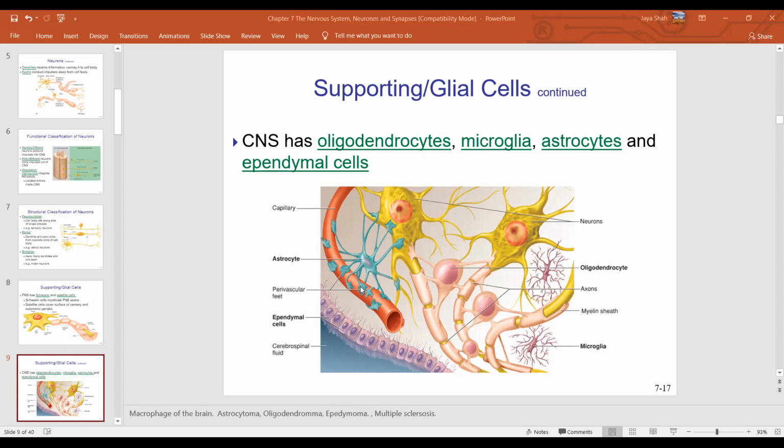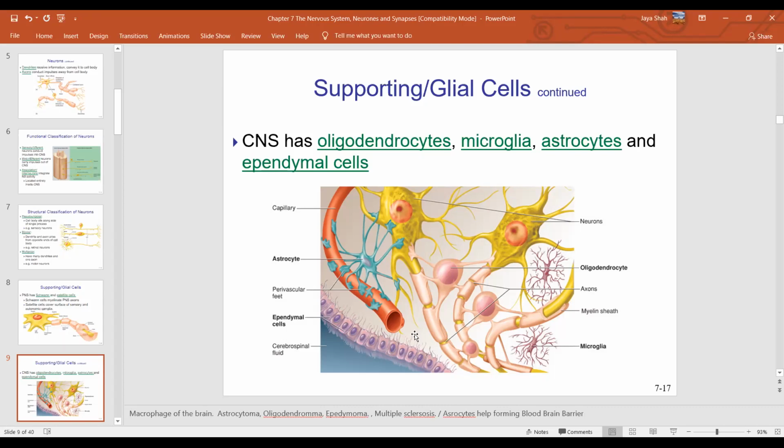Due to the tight attachment of the perivascular feet of the astrocytes and the tight junctions between the epithelial cells of these blood vessels, astrocytes contribute to forming the blood-brain barrier. Okay, so astrocytes help form the blood-brain barrier. Okay.